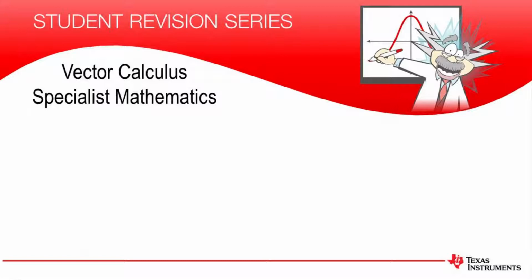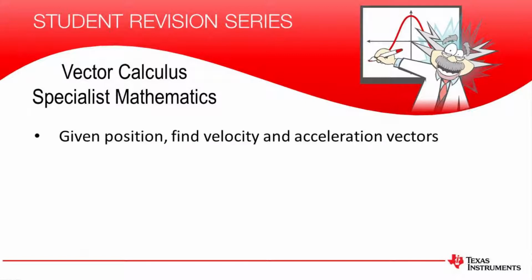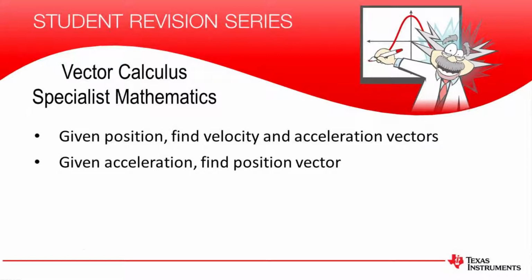So what do we do in vector calculus? We start with position vector and we need to find velocity vector and acceleration vector. Or given acceleration, like in projectile motion against gravity, and some boundary initial conditions, we can go back to find velocity and the position vector.